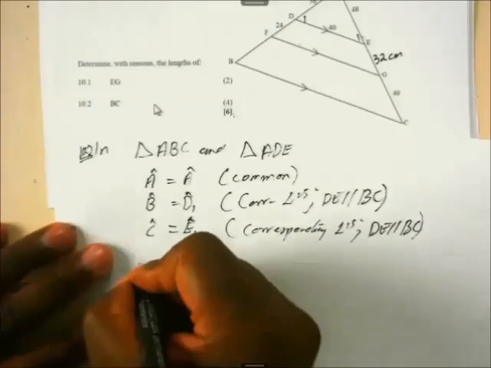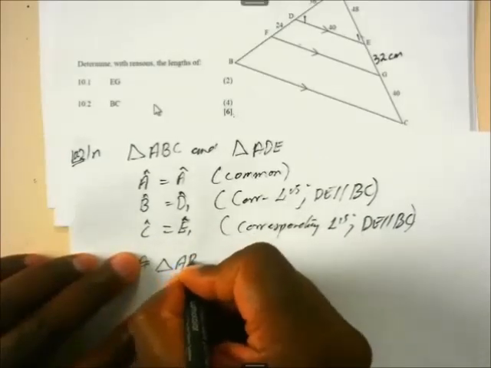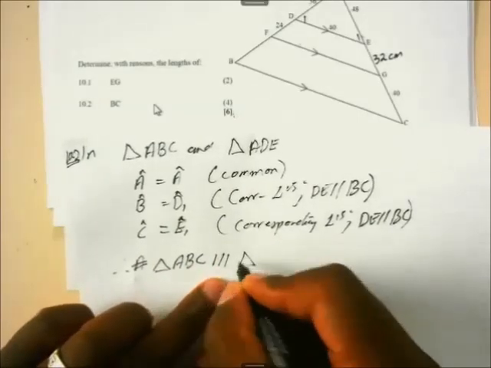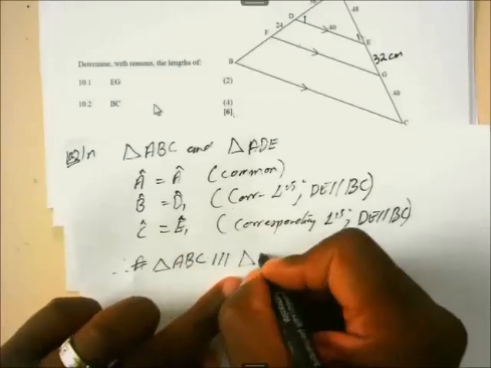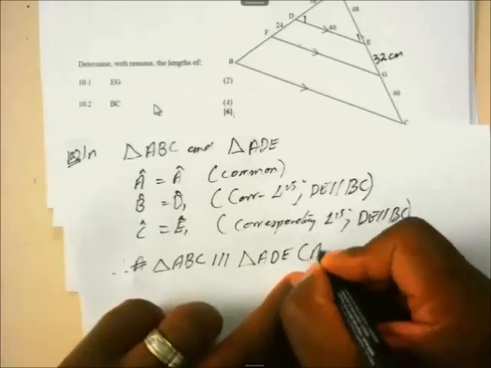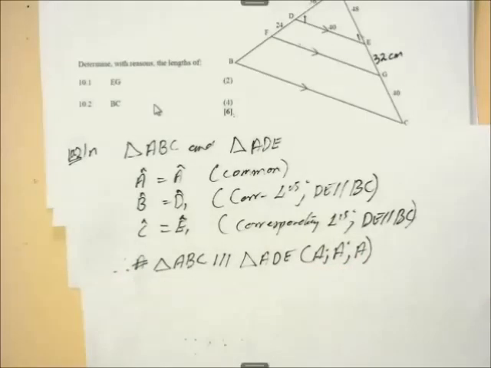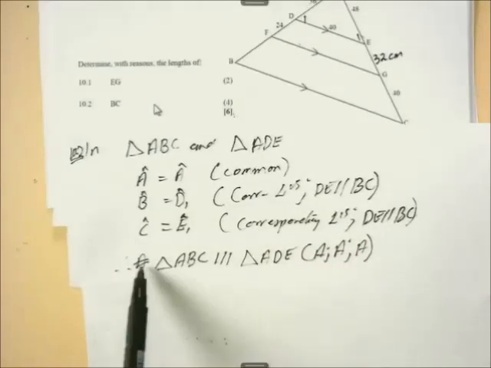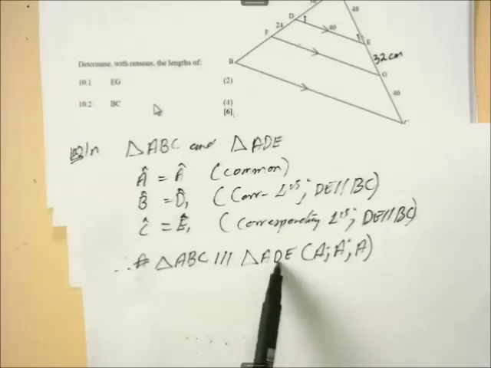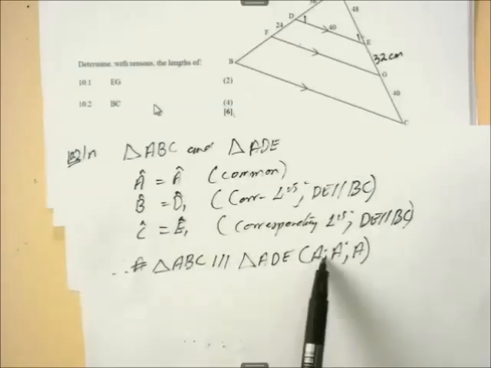Then we draw a conclusion that triangle ABC is similar to triangle ADE. It's geometry, so we always provide a reason for our statement. Here triangle ABC is similar to triangle ADE because we have proven above that the two triangles are equiangular. Angle, angle, angle.